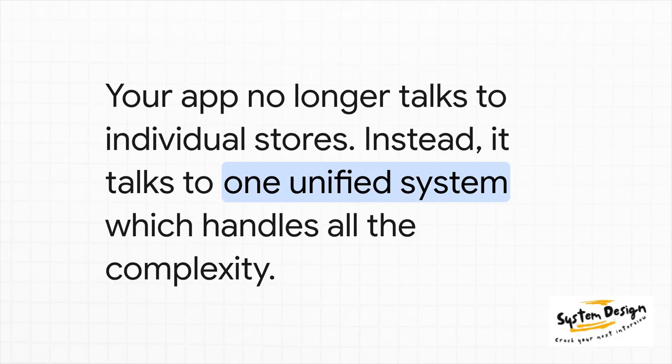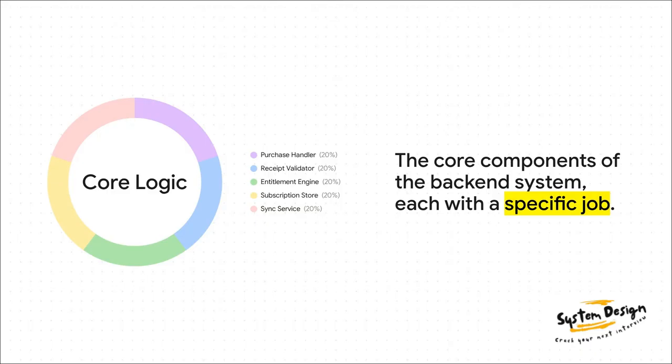Well, from a bird's eye view, it's beautifully simple. Your app stops talking directly to all those different stores. Instead, it only has one conversation with this one unified system. This system then becomes the ultimate middleman, taking on the entire burden of talking to each individual store so your app doesn't have to. And inside that middleman system, you've got these core components that make the magic happen. Think of it like a highly specialized pit crew. You've got the purchase handler that catches the transaction right away, a receipt validator that acts like the team's security guard, and an entitlement engine that's the brains of the operation, deciding who gets access to what.